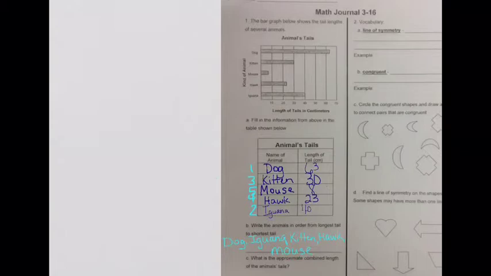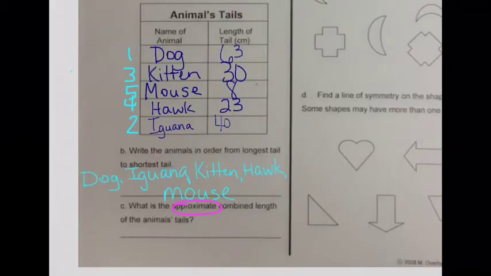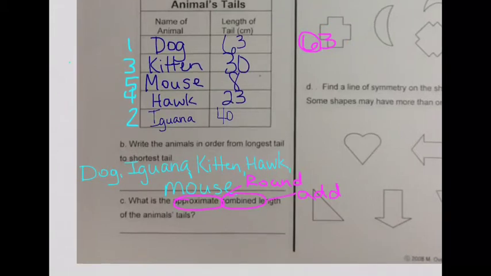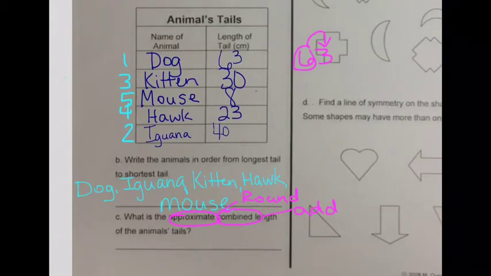Finally, C says, what is the approximate combined length of the animals' tails? Now the word approximate tells us we're going to round, and combined tells us we're going to add. So first we need to go through and round. 63. Circle your number, look right next door. 4 or less, just ignore. The 6 stays a 6. Everything to the right is 0.